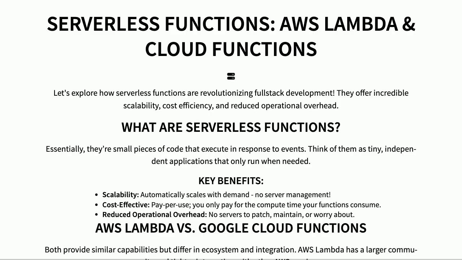AWS Lambda is a popular choice, offering great integration with other services. Google Cloud Functions is a comparable option too. You can see a simple example here. It just takes in some input and returns a response.